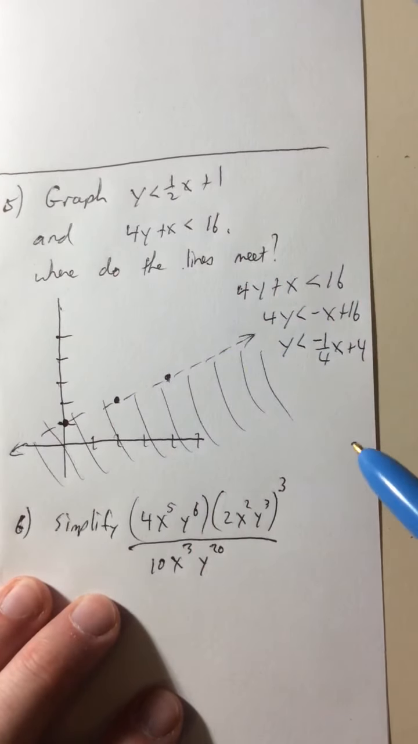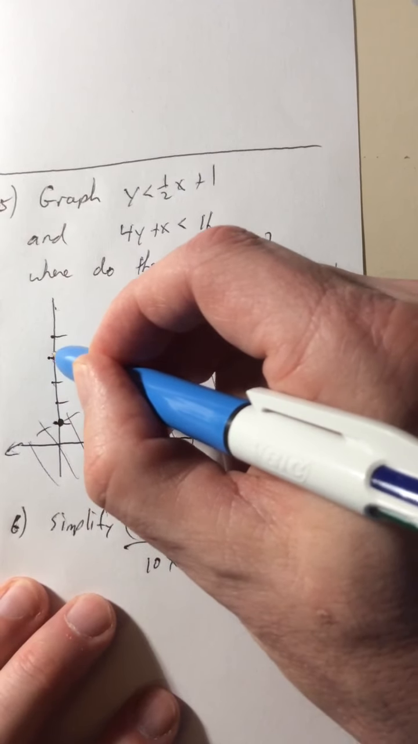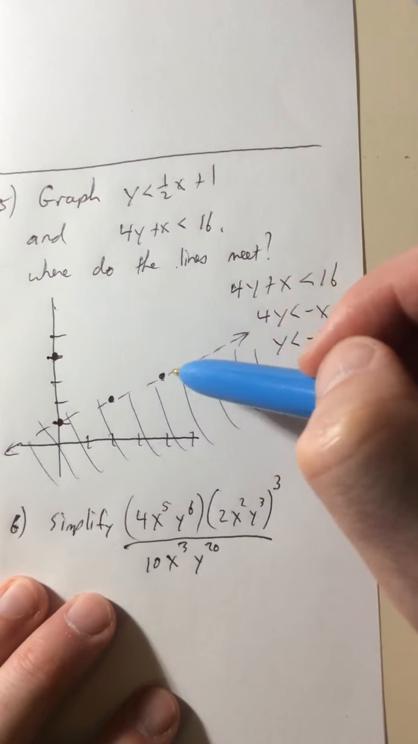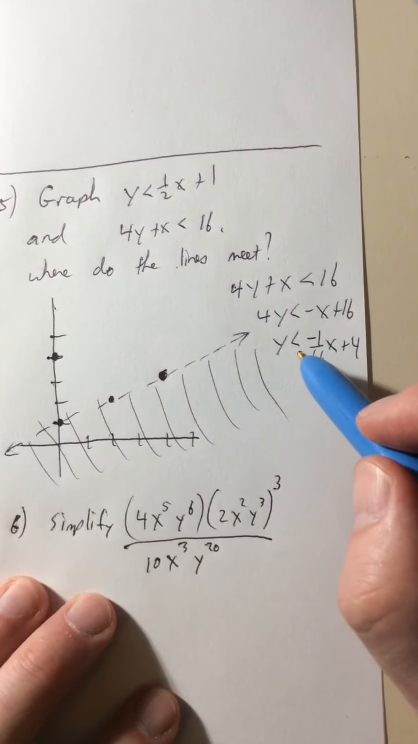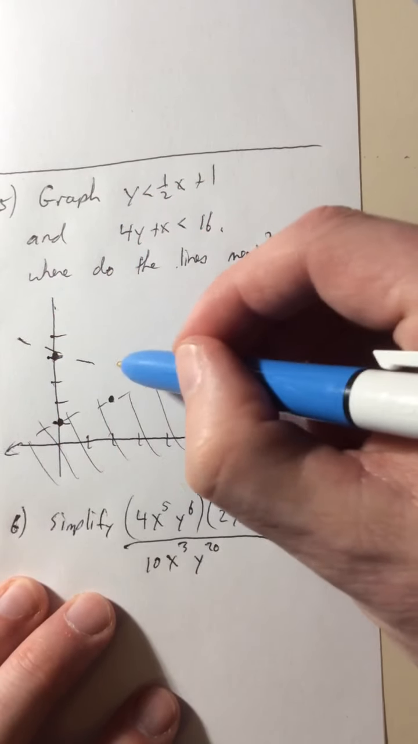All right, then we do the same trick up here. Negative 1/4 x plus 4. Start right there on 4. From there, we're going to go down 1 over 4. Down 1 over 4. Oh, look. There's where we intersect right there. This is also just a less than, so we also do just a dotted line for that one.